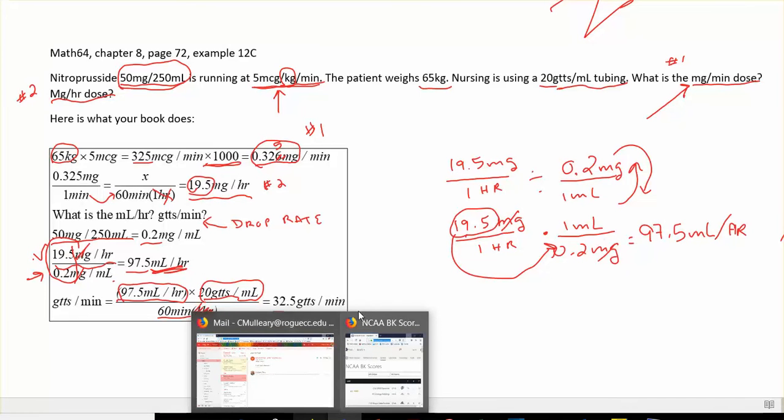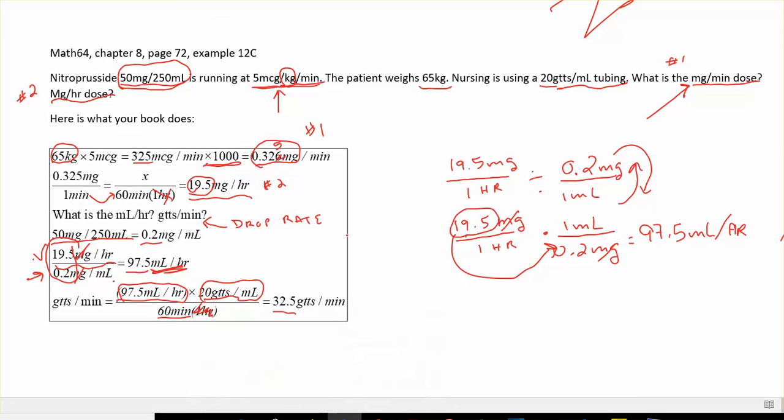So that's an explanation of what your book is doing, and I'm not really wild about it. It appears a little disjointed to me, and so I'm going to redo this, and I'm going to do it using a conversion chain.